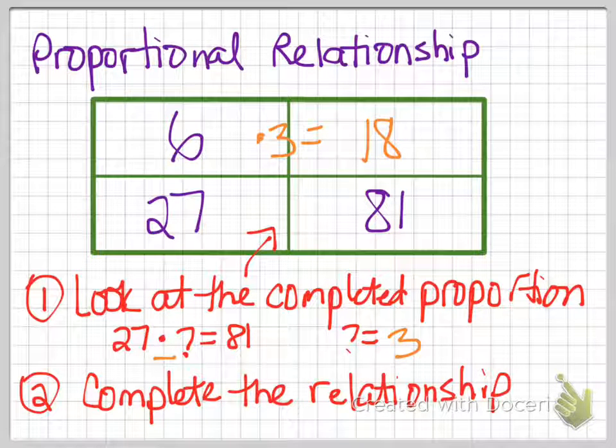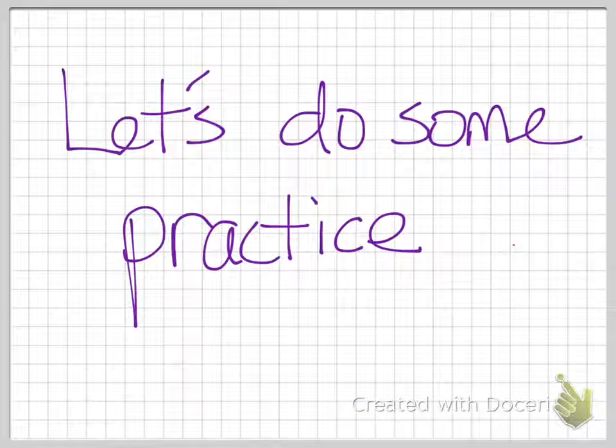Proportional relationships are easy when you're working with just whole numbers, but when you get into decimals and fractions, the algebraic way is a simpler method to use because not many people know how to multiply by fractions and decimals in their head. Let's do some practice.